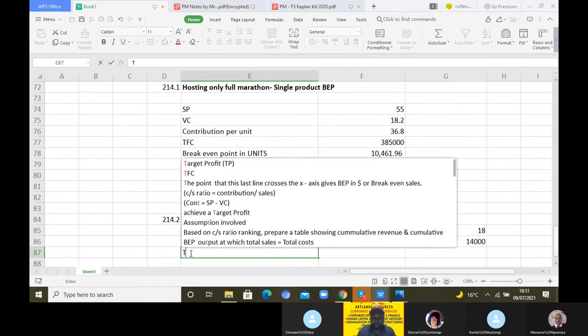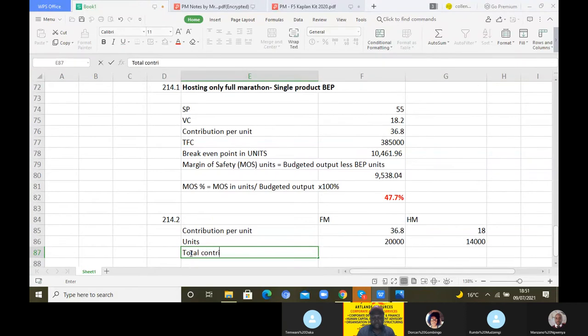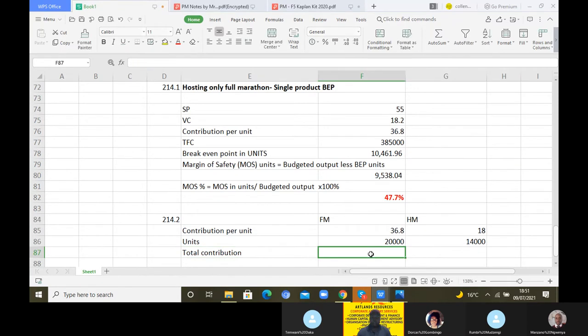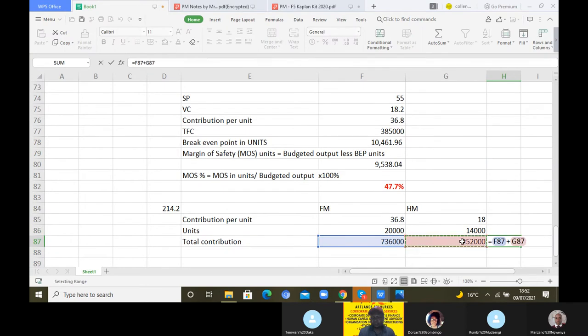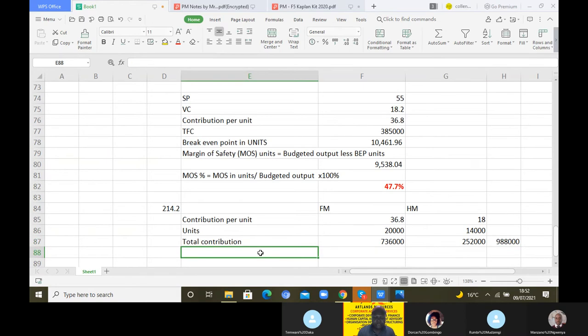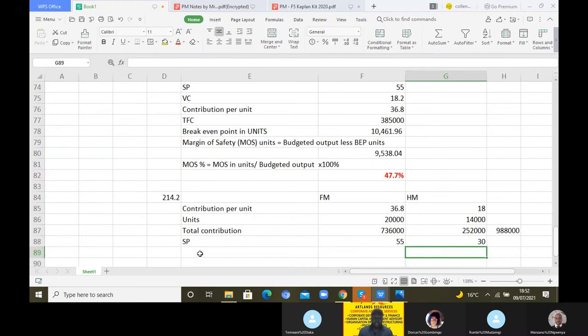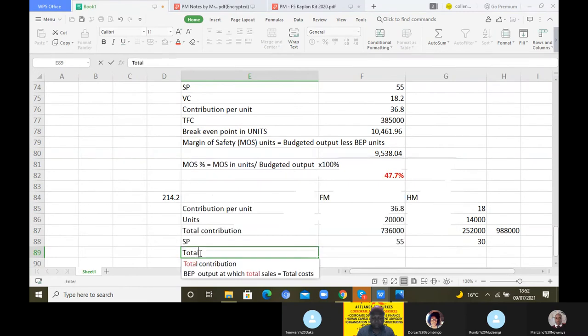So you now have total contribution. Now that you have total contribution, you are multiplying this by 20,000, that's your total contribution. It's 736, and there total contribution is 252. So you now have the grand total. The grand total equals this plus this, 988. This is the grand total contribution. And then we say selling price. Selling price here, we do have 55, and there is 30. Then we now have revenue, total sales.